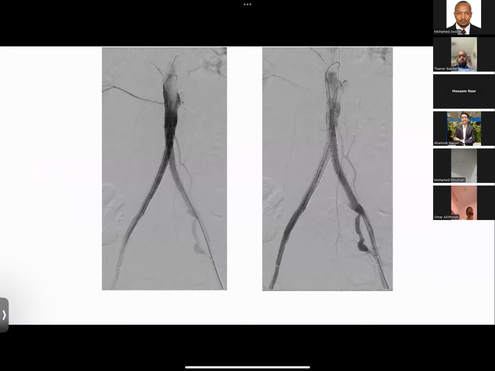And this is the end result. You can see that they're both deployed at the same level here, same level there. We managed to preserve the internal iliac on the left side and not on the right. I think it was occluded anyway.